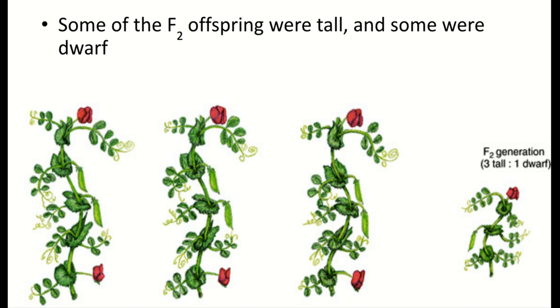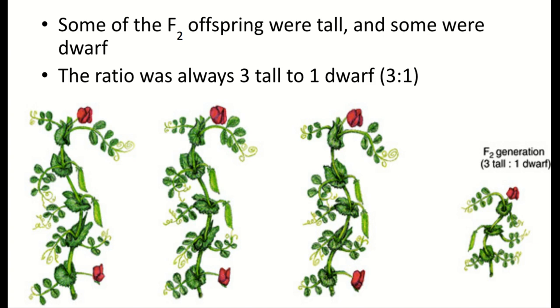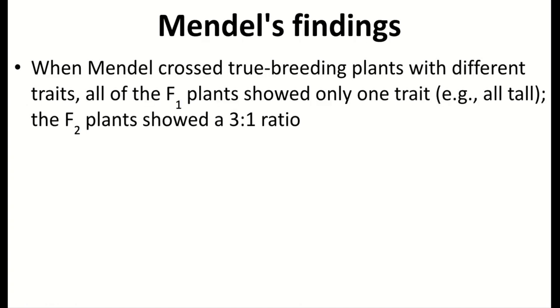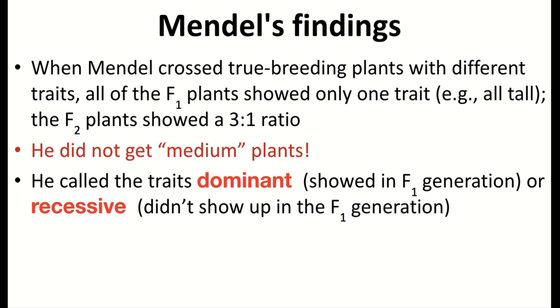So he repeated this experiment over and over and over again, looking at different characteristic traits besides the height. So we looked at flower color, the color of the seeds, the wrinkle shape. And what he noticed is that this F2 generation was always a 3-to-1 ratio. So what he figured out is that traits can be dominant or recessive.